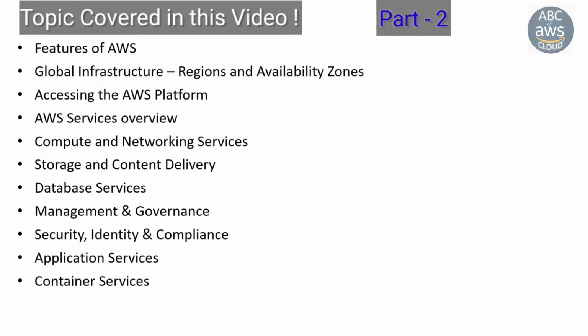We'll see the AWS overview and all the services like compute and networking services, storage and content delivery services, database services, then management and governance, security, identity and compliance services, application services, and container services. We'll just see the overview. We'll not discuss details today. We'll just see what services are supported by AWS, just an overview. And after the session, we'll go through every service in detail.